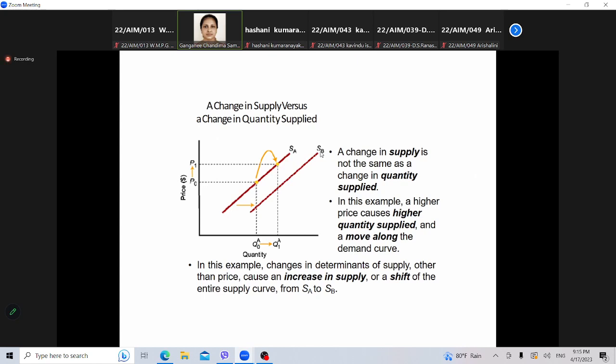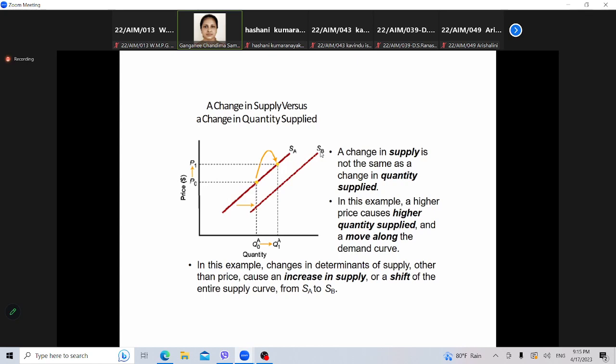A higher price causes a higher quantity supplied, and we move along the supply curve. First is a movement along the supply curve, and then a change of supply. Due to the change of prices, price increased and quantity supplied increased. So in this example, you can say changes in determinants of supply other than price cause an increase in supply, or a shift from SA to SB.